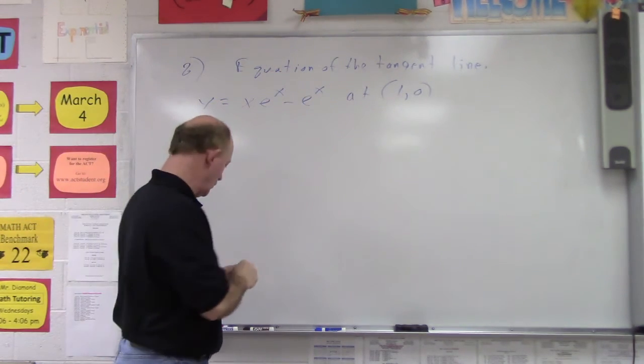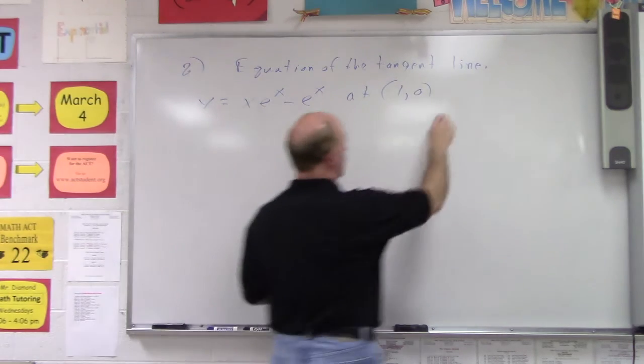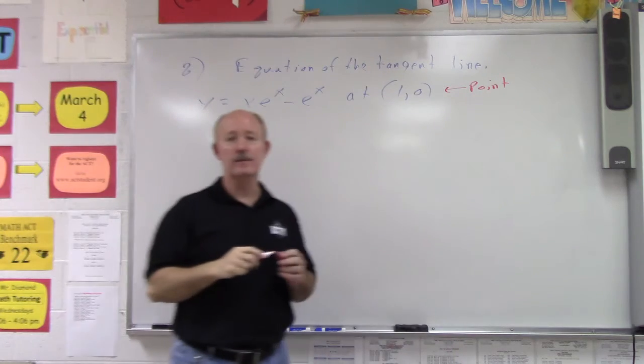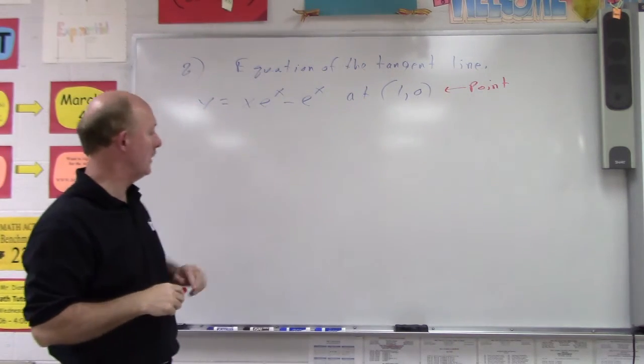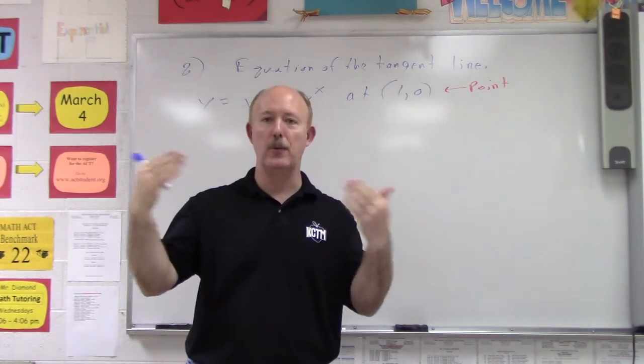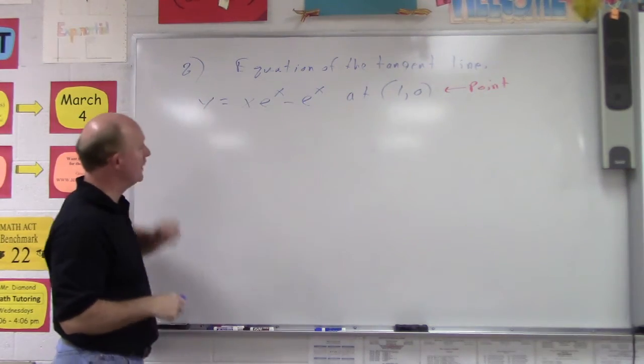Well, there are two things you have to know. You have to know your point. You have one point on your curve, and we've got that. That's the point (1, 0). And we need our slope. Now, for the slope, we have to get our derivative. So let's find the derivative of our function first.